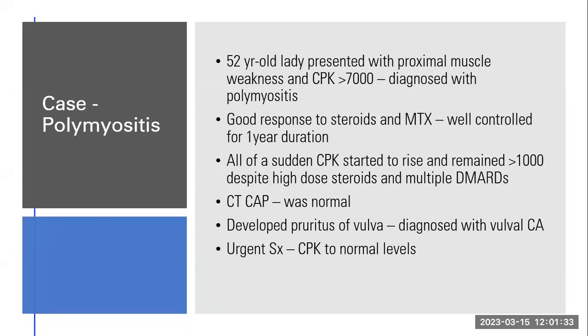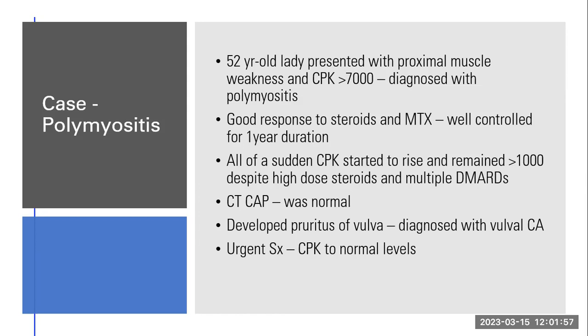So my next case would be a case of polymyositis. She was managed in Kandy by Dr. Tilakamanil Nishanka. She was a 52-year-old lady who presented with proximal muscle weakness and had a CPK of more than 7,000 at the time of diagnosis. She was diagnosed as polymyositis and commenced on steroids and methotrexate, and it was well controlled for 1 year.